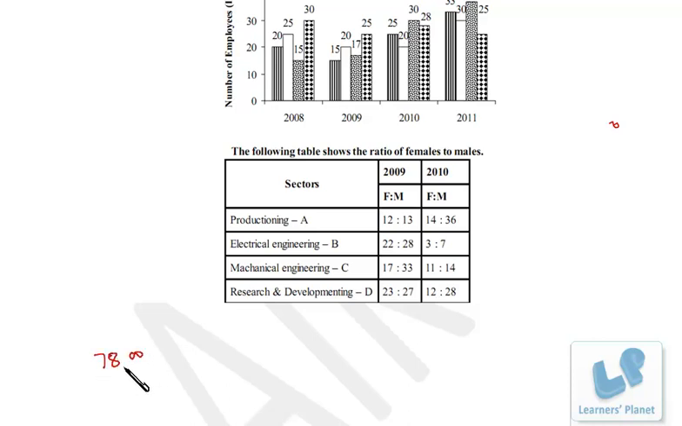So that is the males in production. Now we have to find out the total number of male employees. In electrical, 20,000 people are there and the percentage of males is 28 by 50, right? So 20,000 divided by 50 is 400 and 400 into 28, 11,200, right?